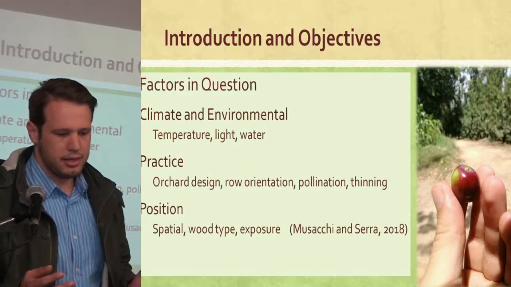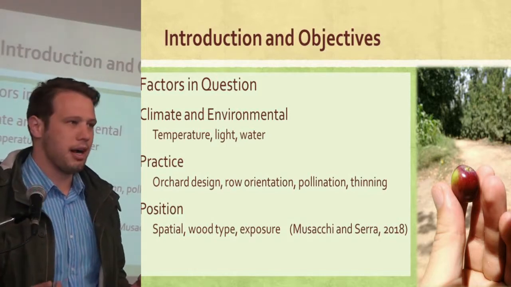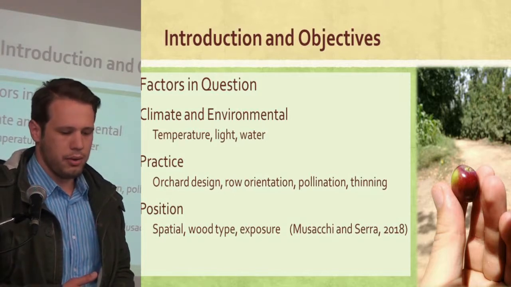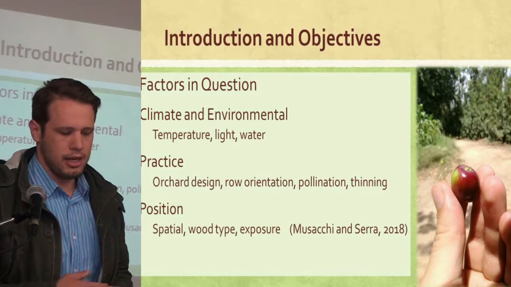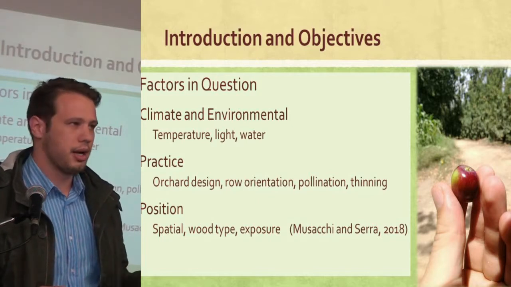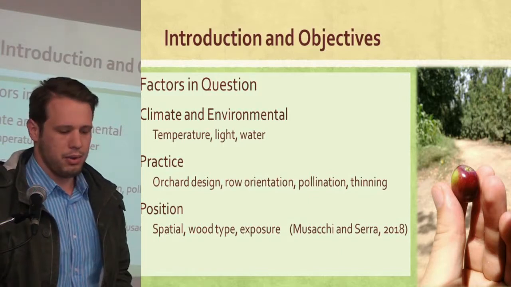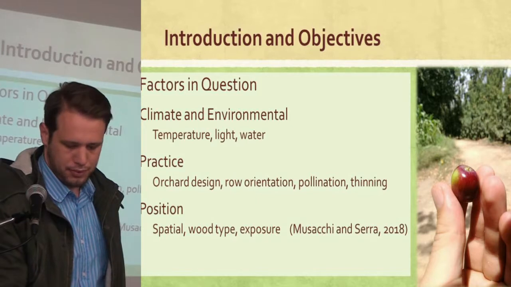Now, there are factors that affect the variation in those quality parameters, such as the climate of the environment, where temperature, especially here in a warm winter area, will have a major effect. That interacts with the various farming practices, such as orchard design, row orientation, pollination, and thinning, as well as the position of the fruit within the tree, which again interacts with the climate, which changes the architecture of the tree.